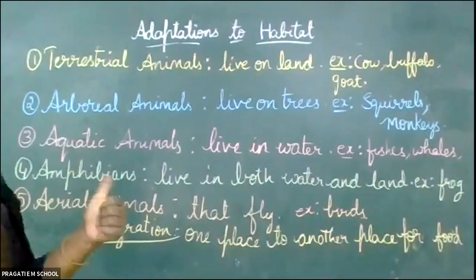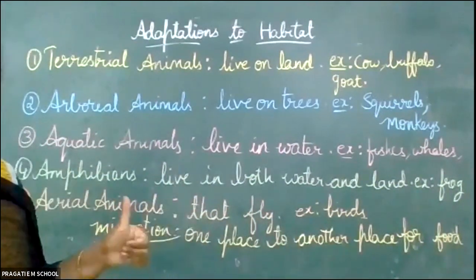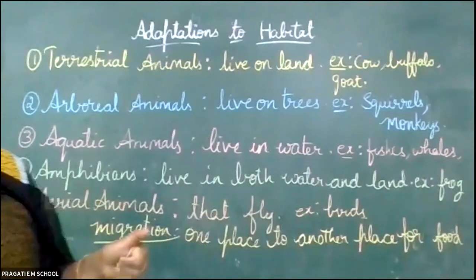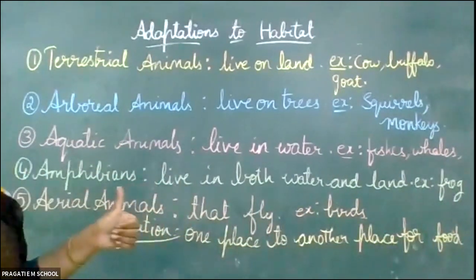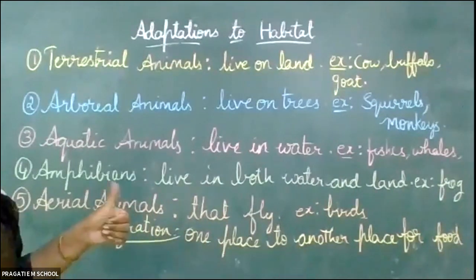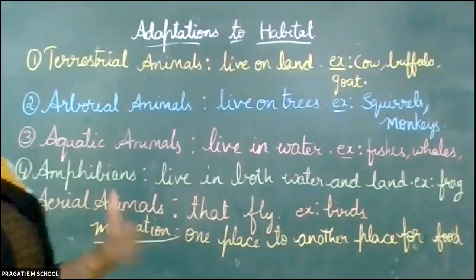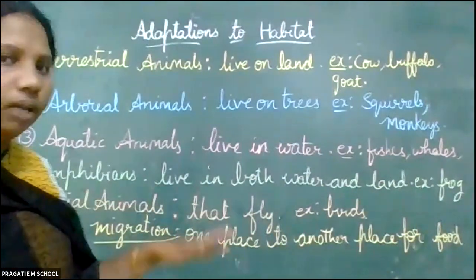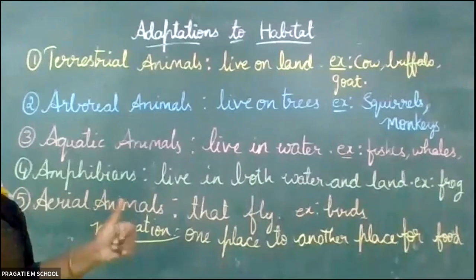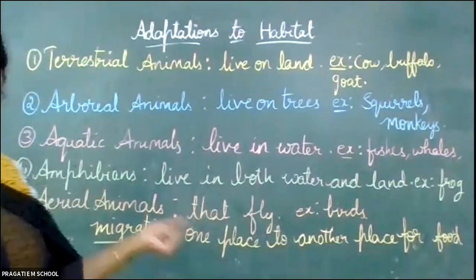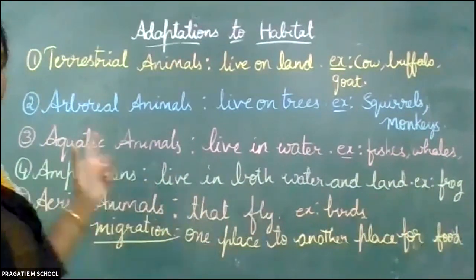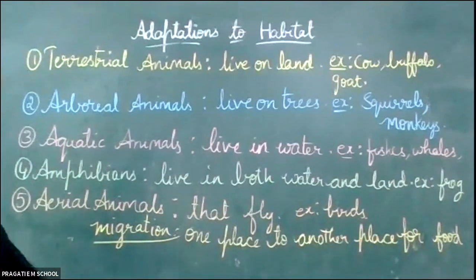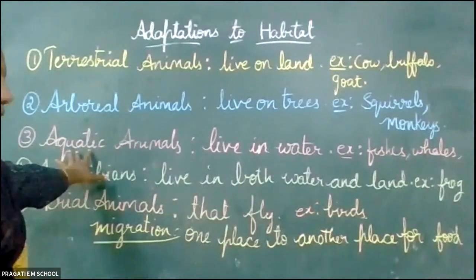What is meant by terrestrial animals? I told that the animals which live on land, we'll call terrestrial animals. What are the examples? Examples: cow, buffalo, goat, deer, zebra. These all come under terrestrial animals. Next one is arboreal animals. What is meant by arboreal animals? The animals which live on trees, we'll call arboreal animals. What are the examples here? Squirrels and monkeys.